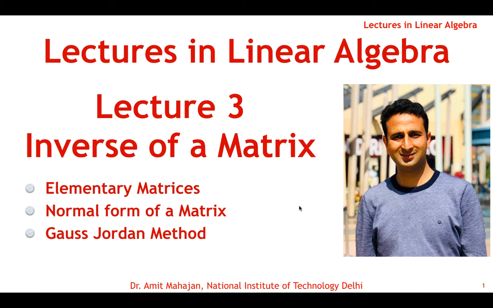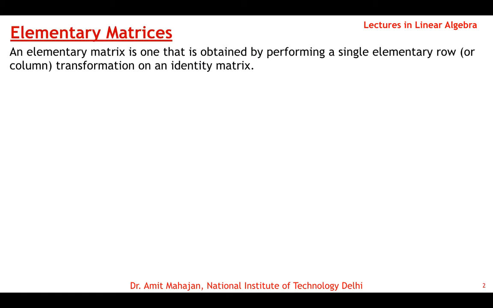First we'll take the definition of elementary matrices. In the last video we talked about elementary transformations, and these two are not to be mixed. Elementary transformations are three transformations where we can interchange rows, multiply a row with a non-zero constant, or add a constant times one row to another row. But elementary matrices are obtained by using those elementary transformations only.